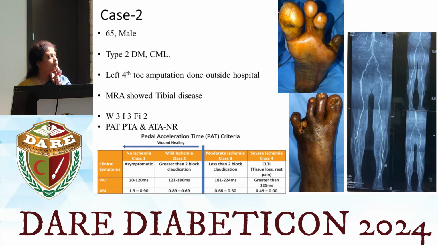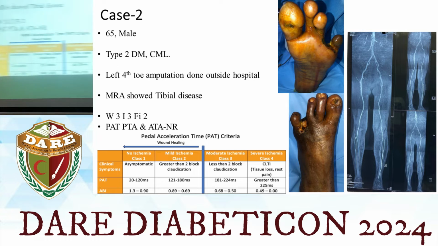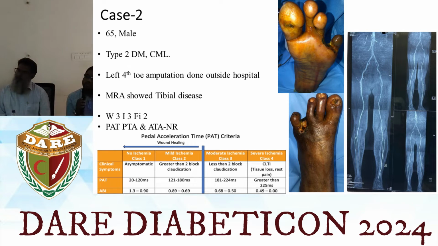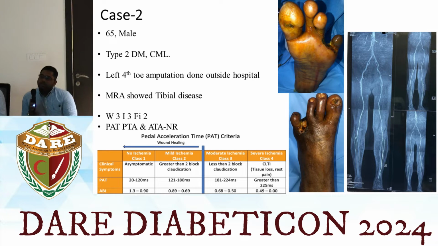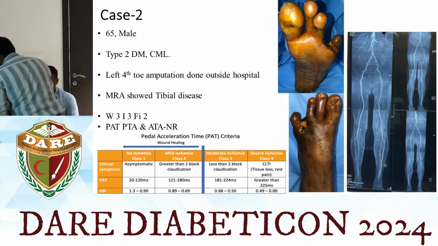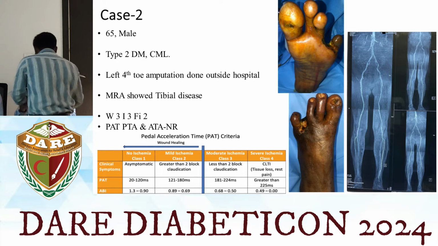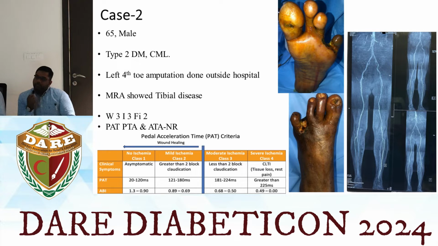So this is a case of a 65-year-old male. He presented with chronic diabetes mellitus and CML, chronic myeloid leukemia. So he had cancer on the left coast, for which he had a procedure done outside hospital. So an MRI angiogram was done. As protocol, the MRI angiogram was done and it showed tibial disease.